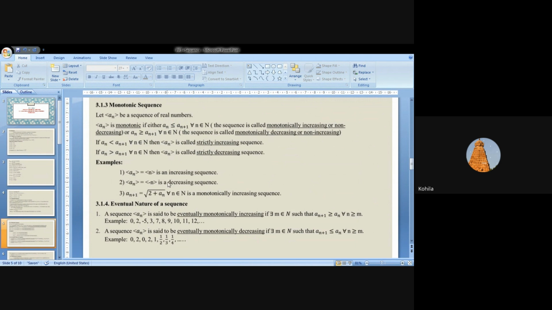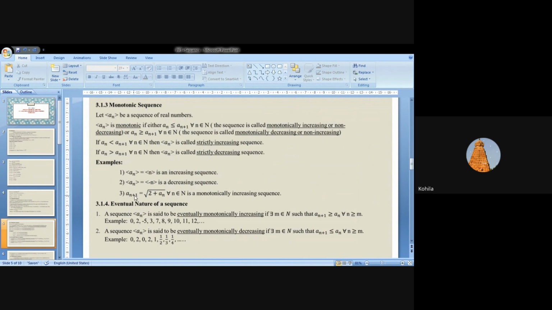Let us see some examples for the above definitions. Here a_n equals n is a strictly increasing sequence. You can substitute any numbers, and all the numbers are greater than the previous one. So this is a strictly increasing sequence. Then the next one is the set of negative numbers. We have already seen this example in the previous slide. This is a strictly decreasing sequence.